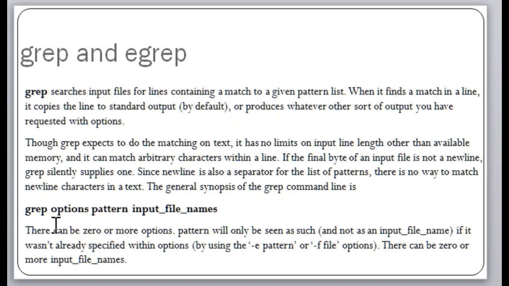There can be 0 or more options, meaning you can have no options, or you can have multiple options. And then patterns will only be seen as such if they weren't already specified within options. So for example, we can use the -e pattern or -file options. And there can also be 0 or more input file names, meaning we can have no input file names listed, or we can have multiple. So all this is saying is that with grep we can have multiple options listed or none, and we can also have multiple files listed or none, okay?